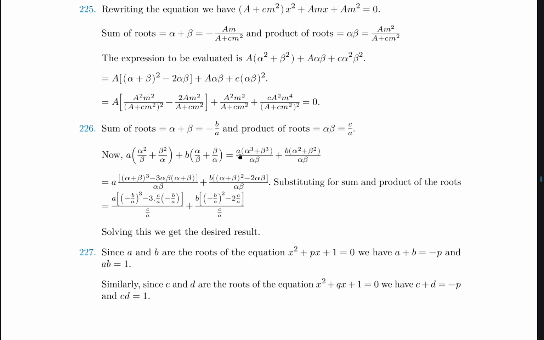In both the cases we get a into alpha cube plus beta cube by alpha beta plus b into alpha square plus beta square by alpha beta. We write alpha cube plus beta cube as alpha plus beta whole cube minus 3 alpha beta into alpha plus beta, and alpha square plus beta square as alpha plus beta whole square minus 2 alpha beta, and then we plug in the values, you will get the desired result. So solving is up to you.